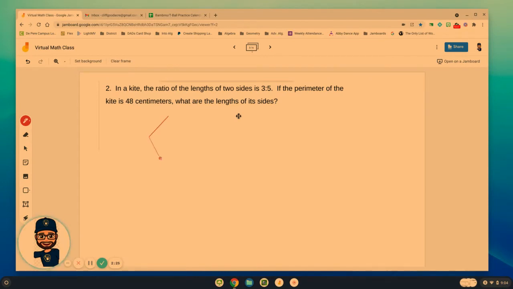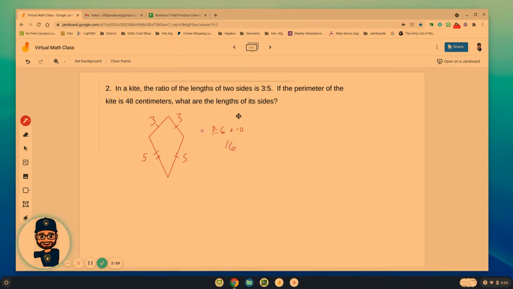So remember, when we talked about kites earlier, the definition of a kite meant these two sides had to be the same and these two sides had to be the same. If the ratio is 3 to 5, we could imagine, well, what if these were 3 and 5, right? 3 to 5. The perimeter of that would be 6 plus 10, or 16.